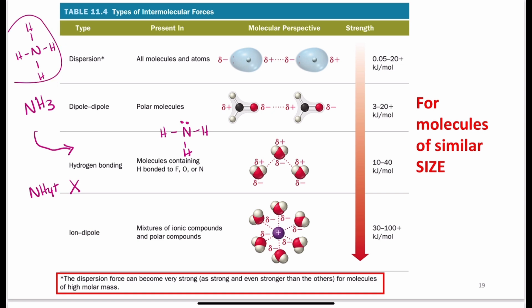Doesn't have a nitrogen with a lone pair to hydrogen bond to. And then ion dipole, again, that is how solutions are formed. That is how ionic compounds dissolve, but that is the strongest of them. It's a mixture of ionic compounds with polar compounds. Notice here the polar compounds part. So dispersion force, meaning LDF here, can become very, very strong, as strong or even stronger than the others if the molecule is large enough.